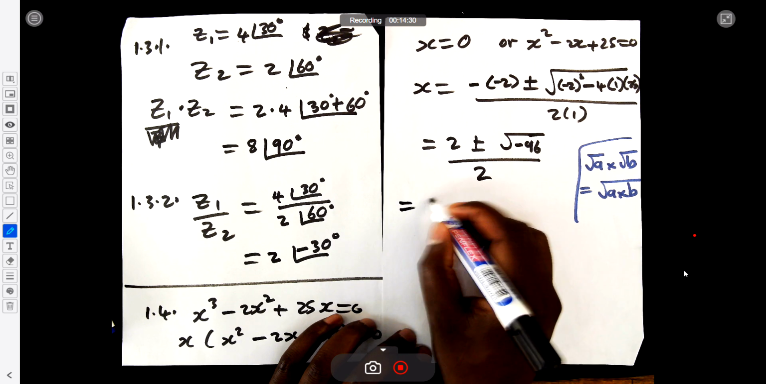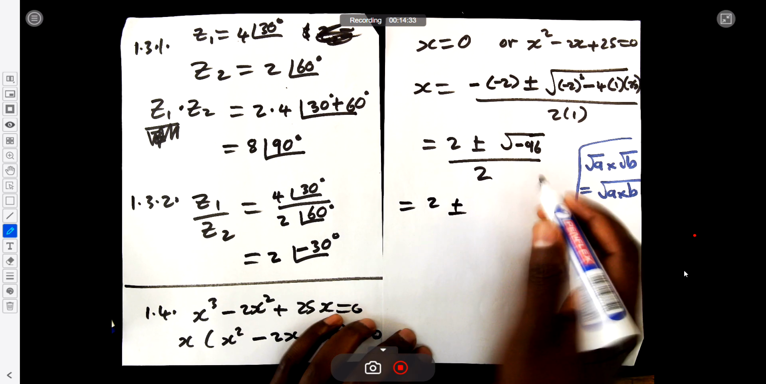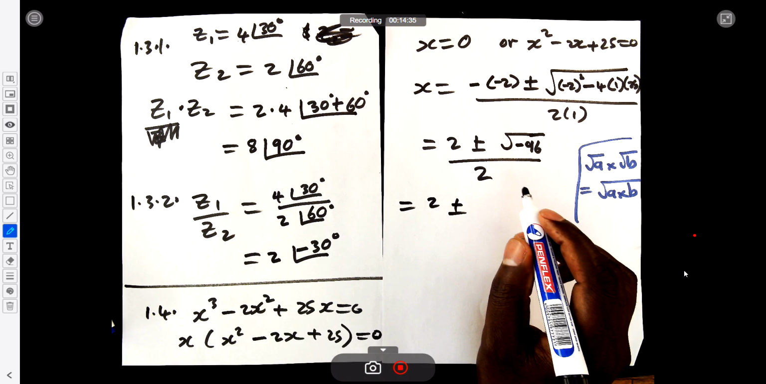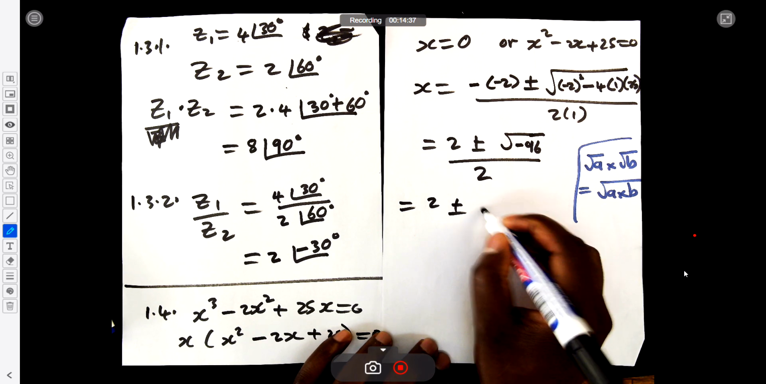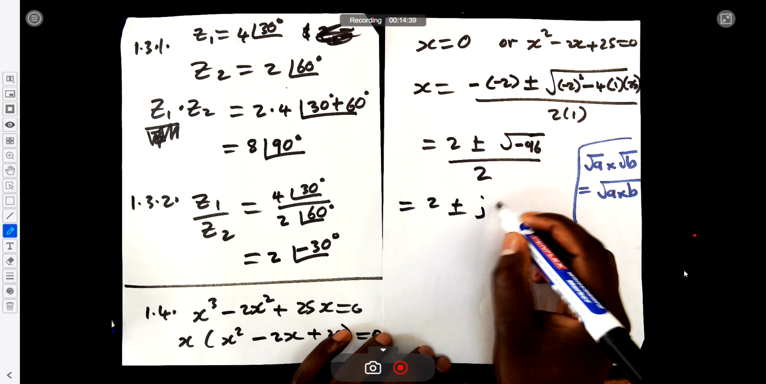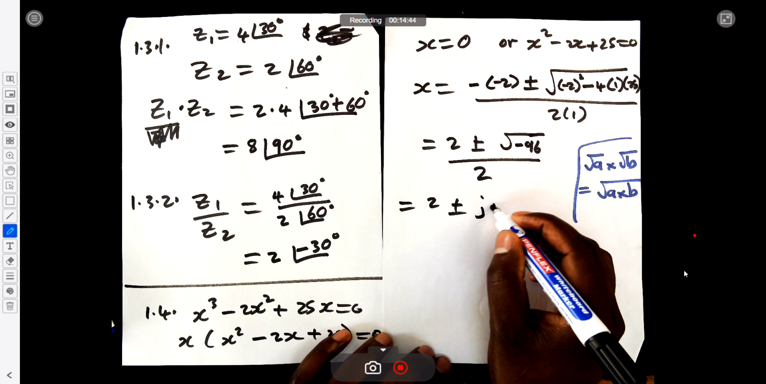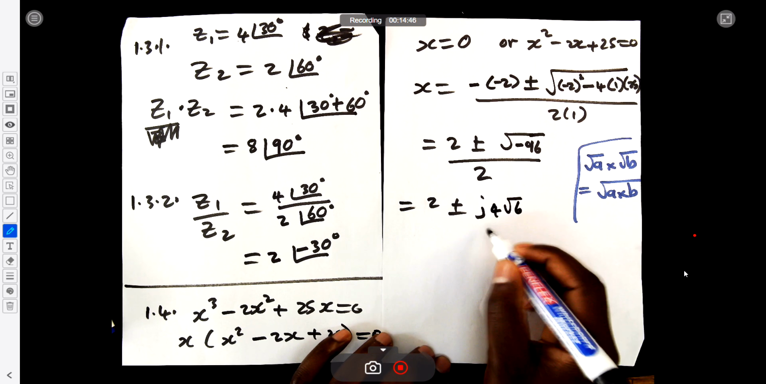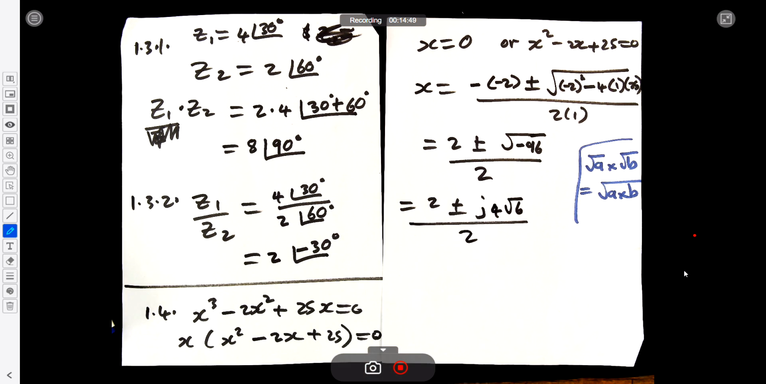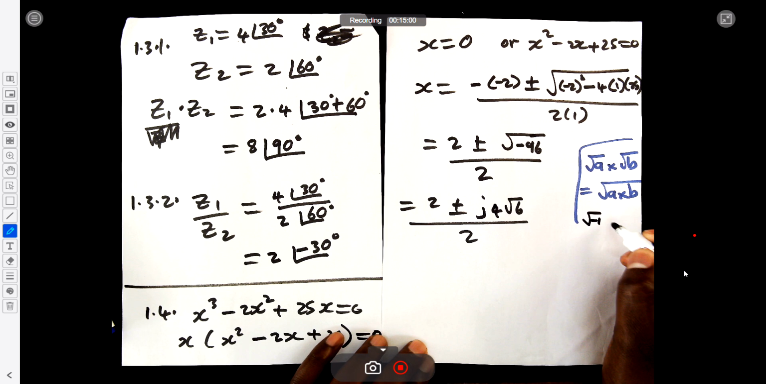We first of all still stick with plus or minus. We have to split the root of negative 1, which is j, and the root of 96 is 4 root 6, everything still divided by 2. So the square root of positive 96 is 4 root 6, and the square root of negative 1 is j. So that's what we did: we split the square root of negative 1 and the square root of 96.